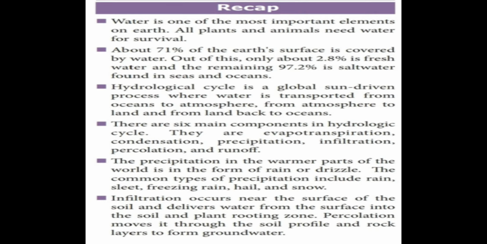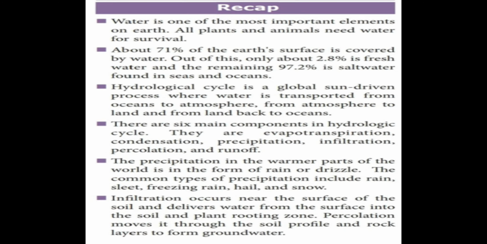Hydrological cycle is a global sun-driven process where water is transported from oceans to atmosphere, from atmosphere to land and from land back to oceans. There are 6 main components in the hydrologic cycle. They are evapotranspiration, condensation, precipitation, infiltration, percolation and runoff. The precipitation in the warmer parts of the world is in the form of rain or drizzle. The common types of precipitation include rain, sleet, freezing rain, hail and snow.